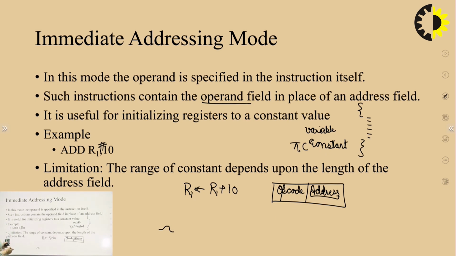But it has a limitation: the range of the constant depends upon the length of the address field. For example, if I have 4 bits for this address field, that means I can have 2 raised to the power 4, that is 16 values, ranging from 4 zeros to 4 ones. So I can specify only 16 values in this address field. If I need to specify more, I either need to expand the address field, that is, expand the size of the instruction, or I need to use some other way. So this was the limitation.